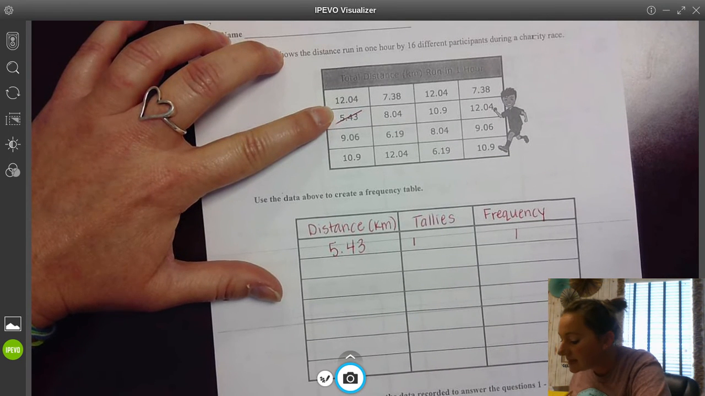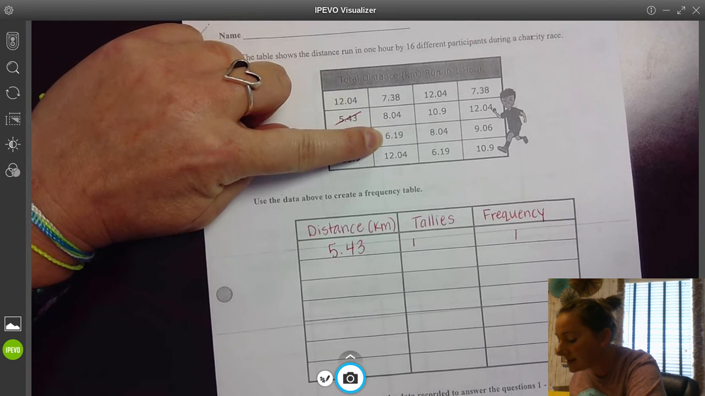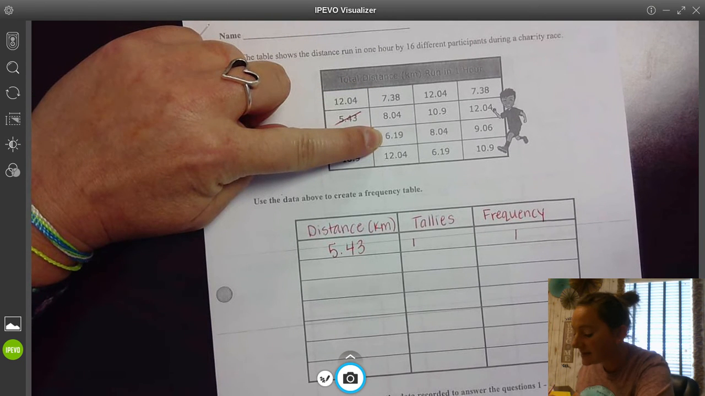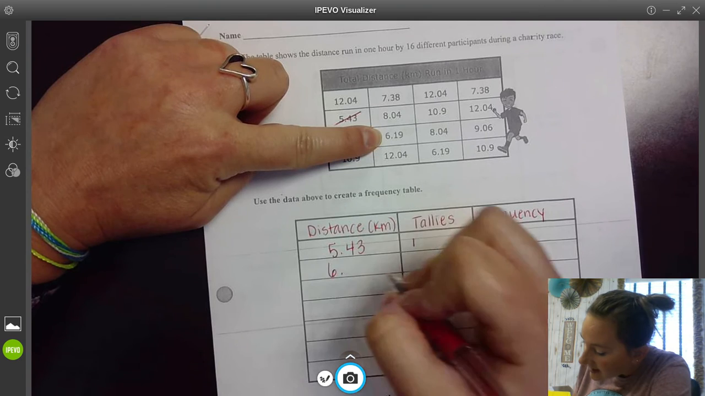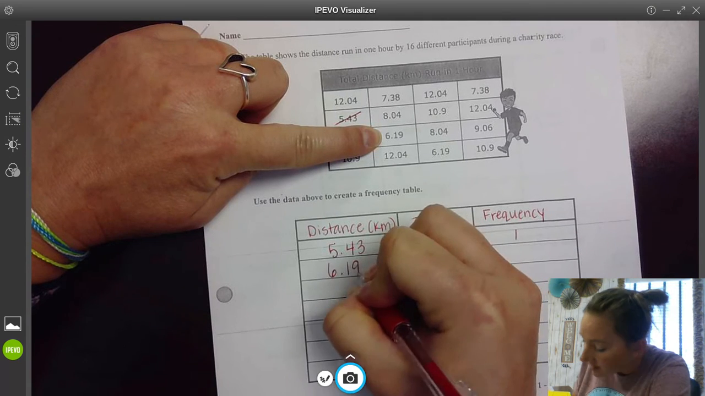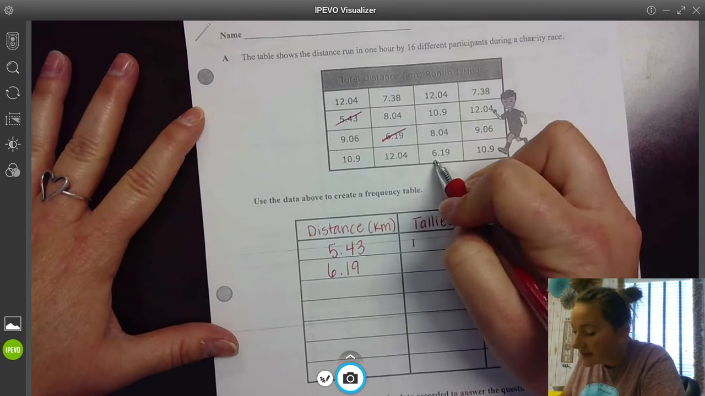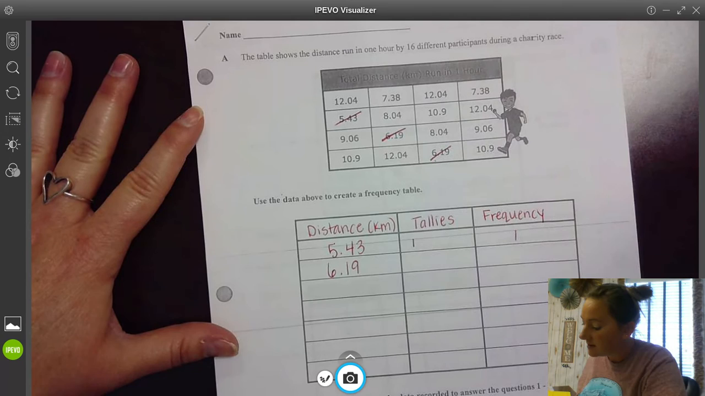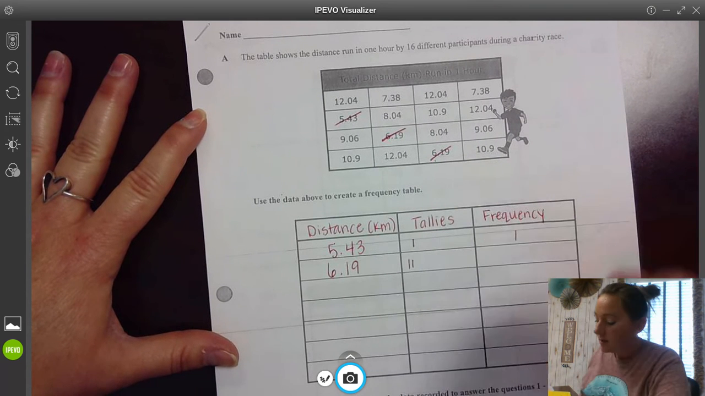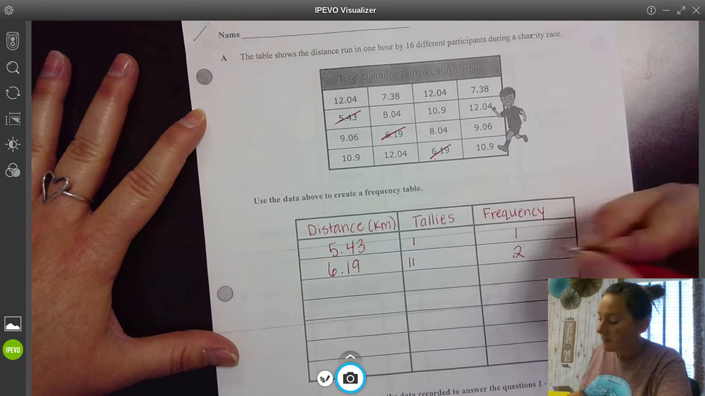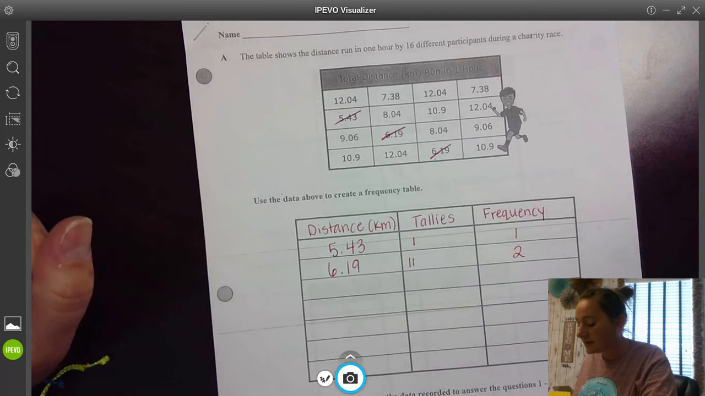So let's see. Then I have, here's a 7. I'm just looking at whole. Oh, here's a 6. All right, so the next whole number is 6 and 19 hundredths. So here's 1. Here's another 6 and 19 hundredths. There's 2. So it looks like 2 and 2. Two participants ran it in that distance.